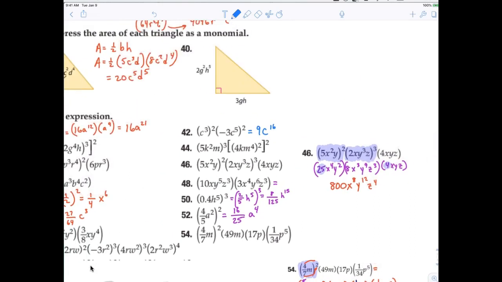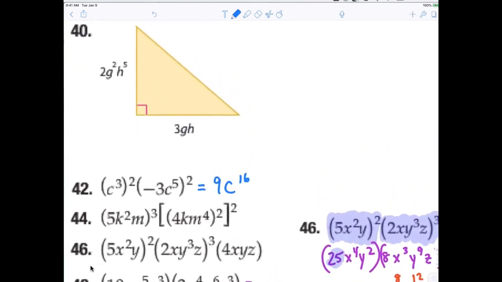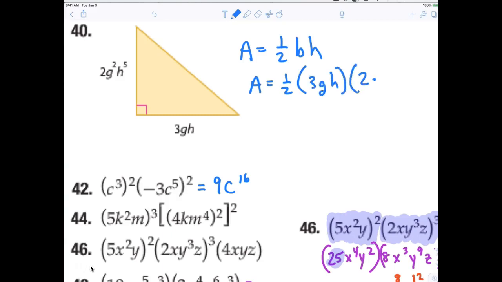All right. Now, for number 40, let's take a look at 40. A equals, what's the formula for the area of a triangle again? 1/2 base times height. Okay. So now again, it's just a matter of A equals 1/2. The base is 3gh. The height is 2g squared h to the 5th.